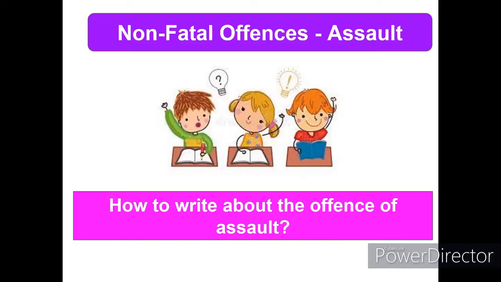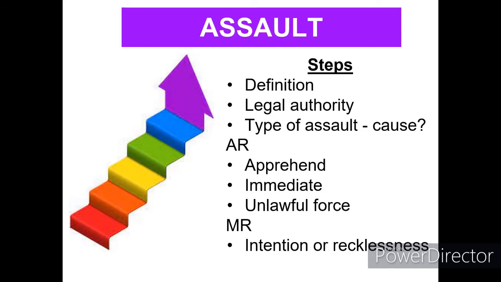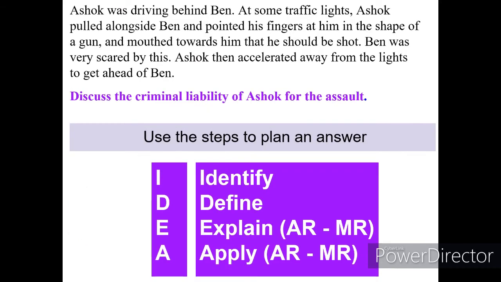Hello, so this is the second video on assault. And in this one, we're going to look at how you write about assault, and hopefully I'll be able to give you some tips. So first of all, for all non-fatal offences, the steps will be the same. You define it, you give the legal authority, but for assault, you then do types of assault, then you go through the actus reus of apprehend, immediate, unlawful force, and then mens rea, the intentional recklessness. So they're the steps.